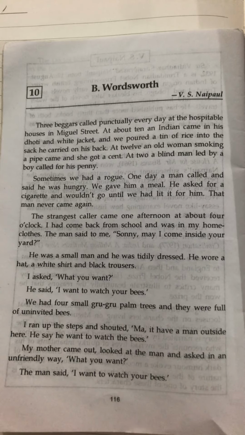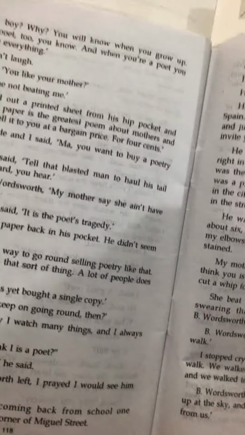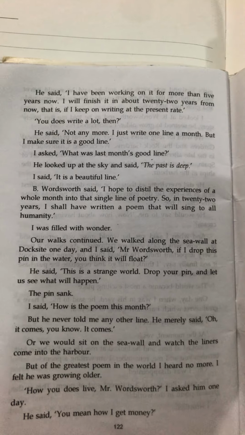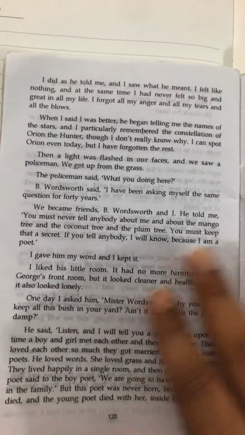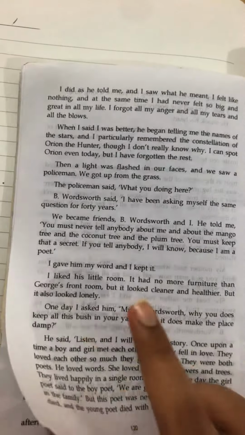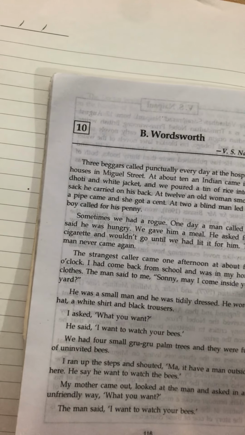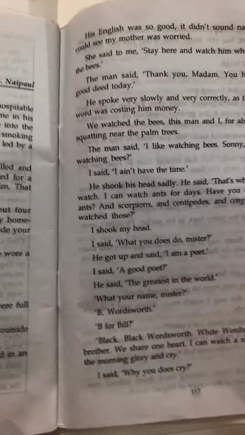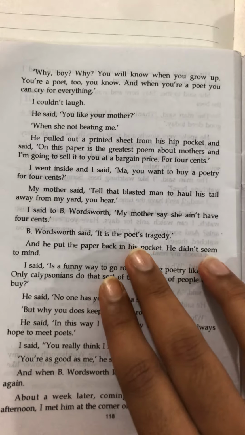Okay, what is this story about? Do you know? If you have to describe the story in just one sentence, what would you say? It's about a boy and it's about a man. The boy is a young boy living on the street as B. Wordsworth, right? And B. Wordsworth is the poet. He likes watching bees, he loves nature, and so did the woman he loved, who is sadly not with him anymore.